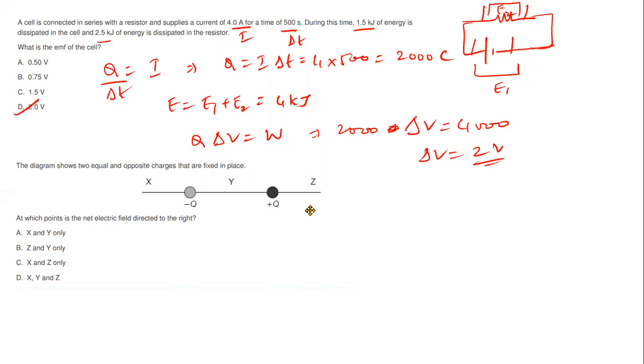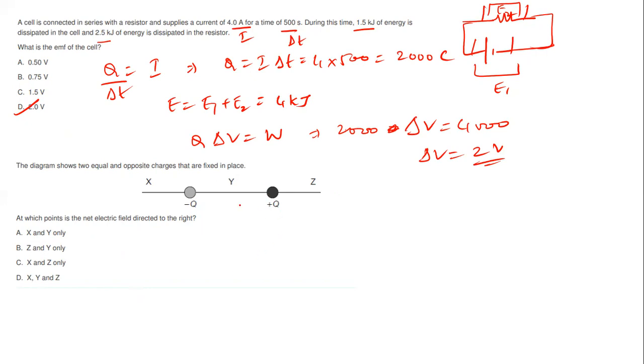Next one. The diagram shows two equal and opposite charges that are fixed in place. You will have minus Q, minus Q, plus Q here. At which point is the net electric field directed to the right? So you want the electric field to be directed like this.